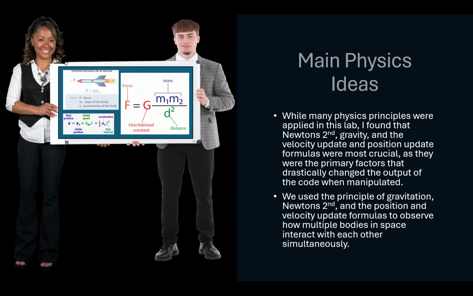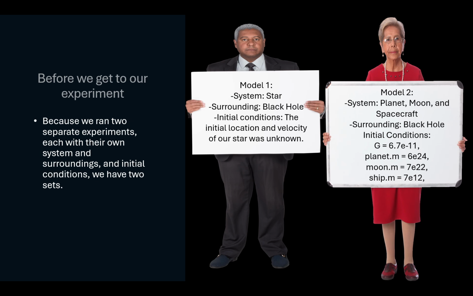Main physics ideas. While many physics principles were applied in this lab, I found that Newton's second law, gravity, and the velocity update and position update formulas were most crucial, as they were the primary factors that drastically changed the output of the code when manipulated. We used the principle of gravitation, Newton's second law, and the position and velocity update formulas to observe how multiple bodies in space interact with each other simultaneously.